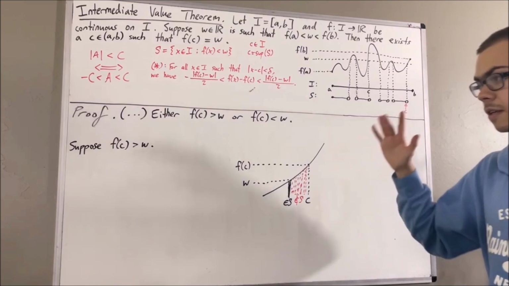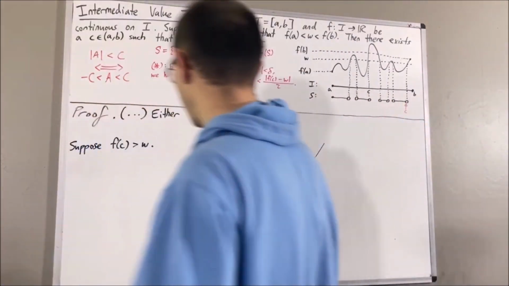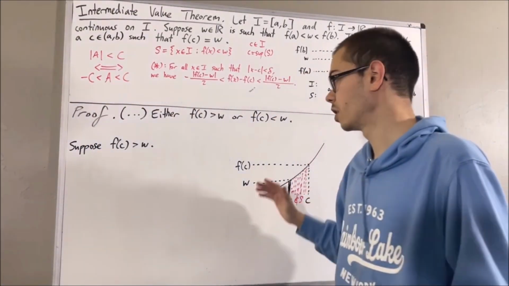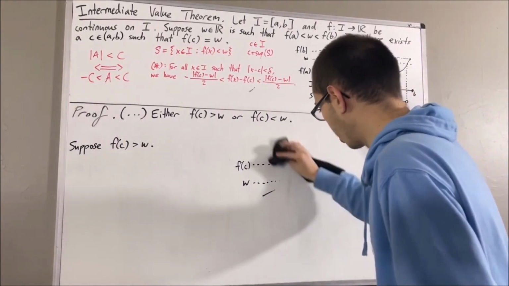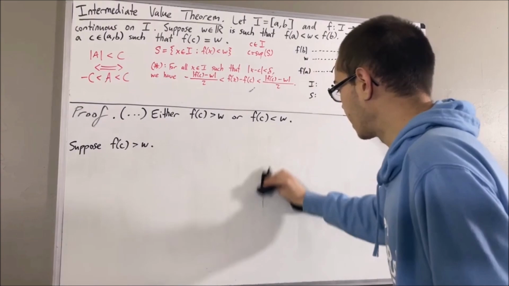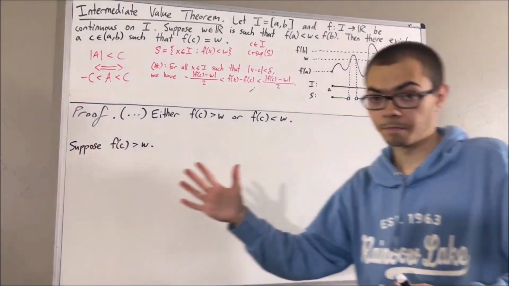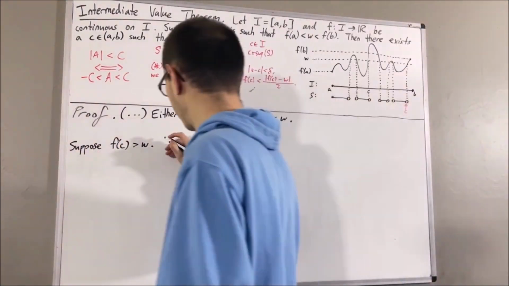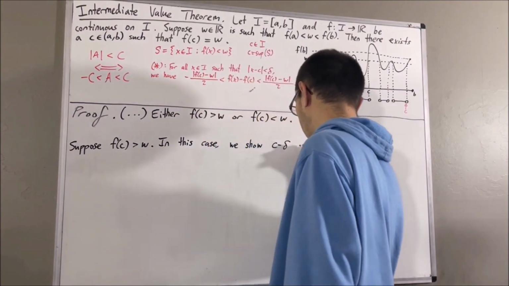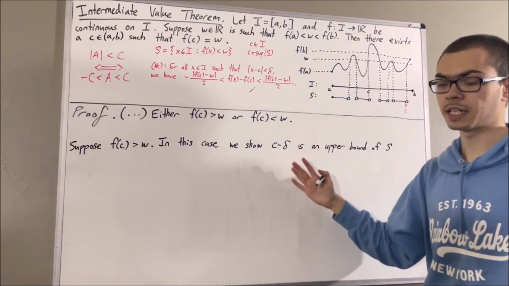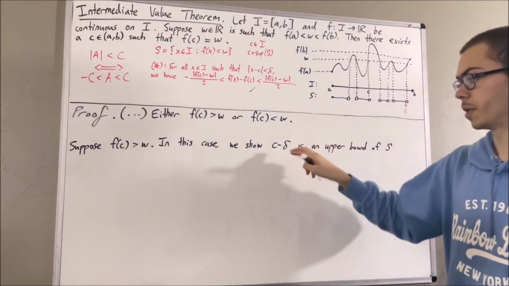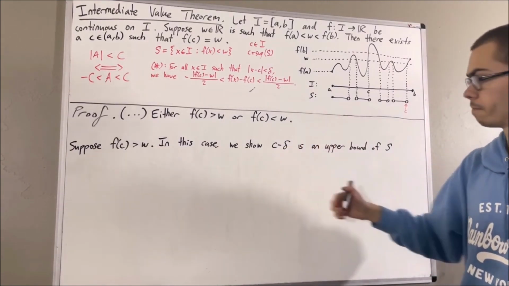So, that's what we're going to do. We're going to show that there's an upper bound of S to the left of c. In particular, we're going to show that c minus delta is an upper bound of S. And this will contradict the fact that c is the least upper bound of S because c minus delta is smaller than c.